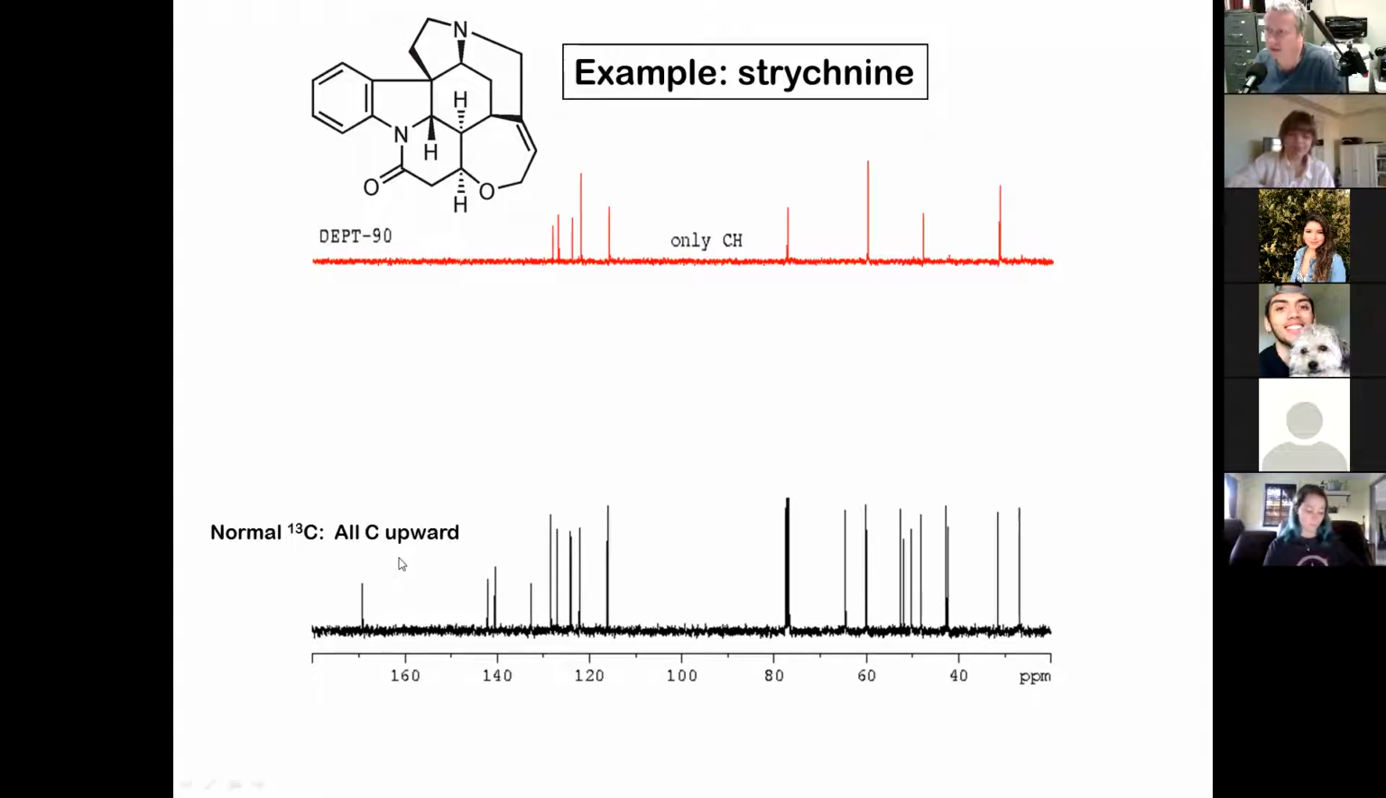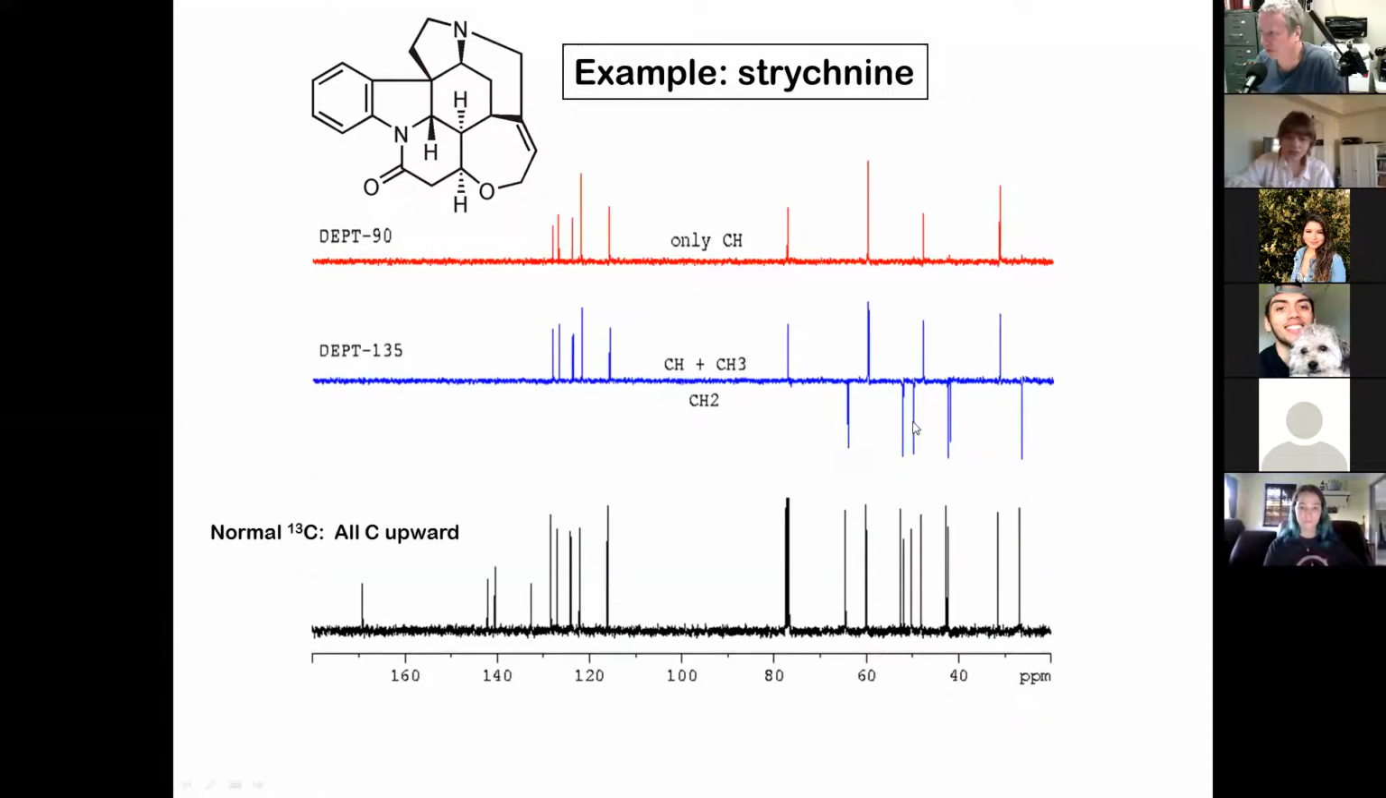Kind of cool. How many CH2s are there? There's 1. There's 1. That's 2, right? I think there's 3 and 4 and 5 and 6, I think, right? 1, 2, 3, 4. Let's try it again. 1, 2, 3, 4, 5. I see 6. I think that's right. So when I do the 135, those are all going to poke down, okay? 1, 2, 3, 4, 5, 6. And the CHs go up, right? Any CH3s? I don't see any CH3s. There's no methyl groups, right? So the things that are up in the 90 are the same things that are up in the 135, right?